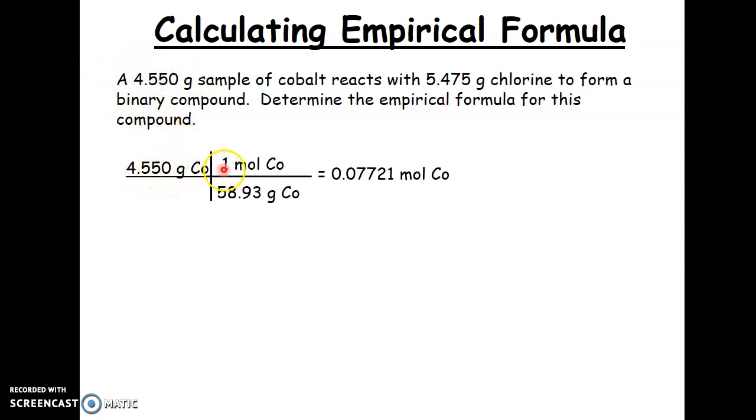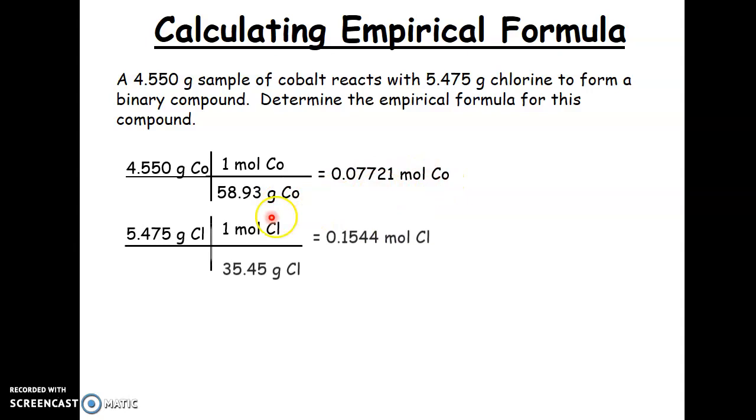4.550, make a T-chart, 1 mole at the top. 58.93 is the atomic mass of cobalt on the periodic table. So they get this value. They look at the second one as well, 5.475 grams of chlorine. They now look at the atomic mass of chlorine, 35.45, and then they get the mole, which is 0.154. Now, the students are asked to look at which of these two is the smallest number. And this, of course, 0.7721.